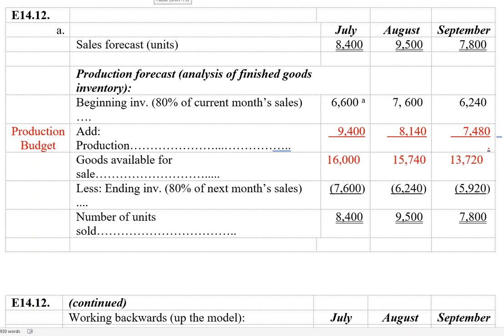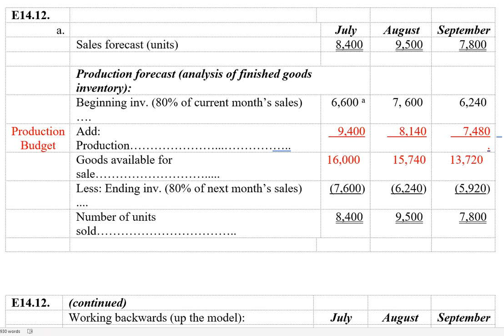Guys, what 1412 is actually about is letting you calculate a little bit with a production budget, and then seeing how that production budget ties in with your raw materials. So whatever you produce, you have to have raw materials in order to produce those.